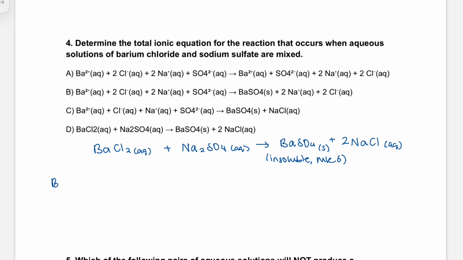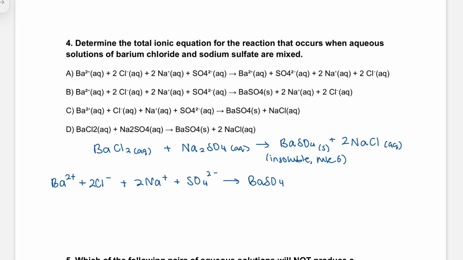So for this one, it will be Ba2+, 2Cl-, but we have 2 of them, so I'm going to put a 2 in front. And then we have 2Na+, SO4 2-. And then on the other side, we keep all of the solid and liquid species and we only separate the aqueous ones.